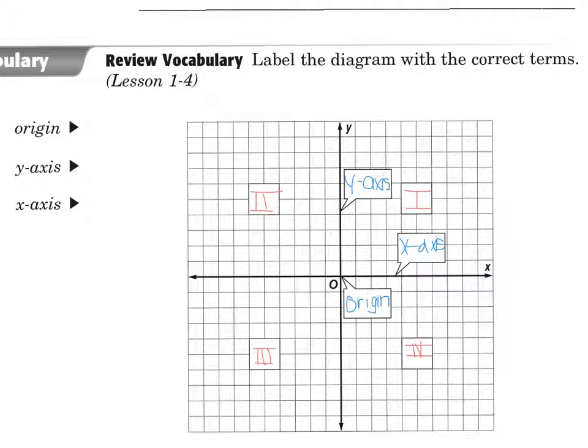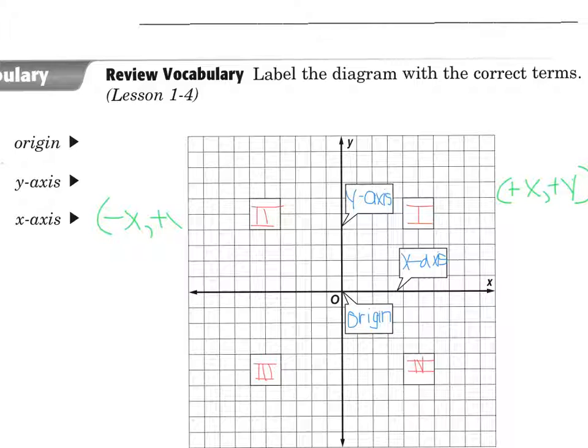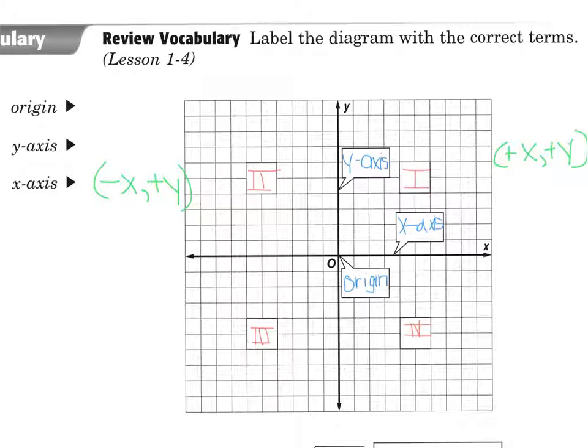Also note that in quadrant 1, all x and y values are positive. So in quadrant 1, you have a positive x and a positive y. In quadrant 2, you should note that you have a negative x value and a positive y value. In quadrant 3, you have a negative x and a negative y. And in quadrant 4, you have a positive x with a negative y value.